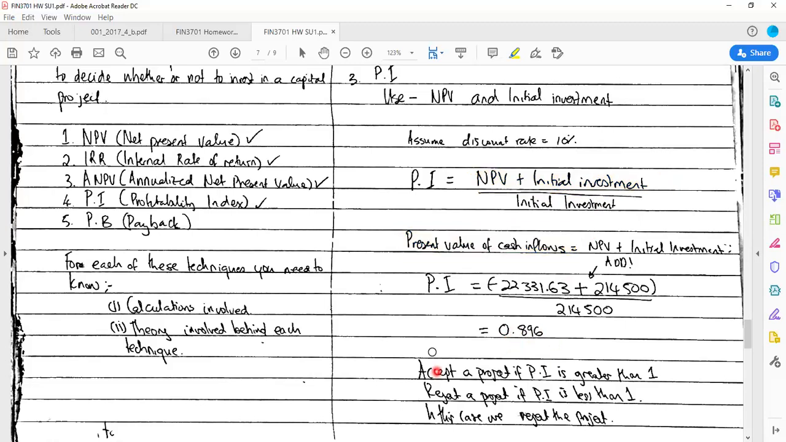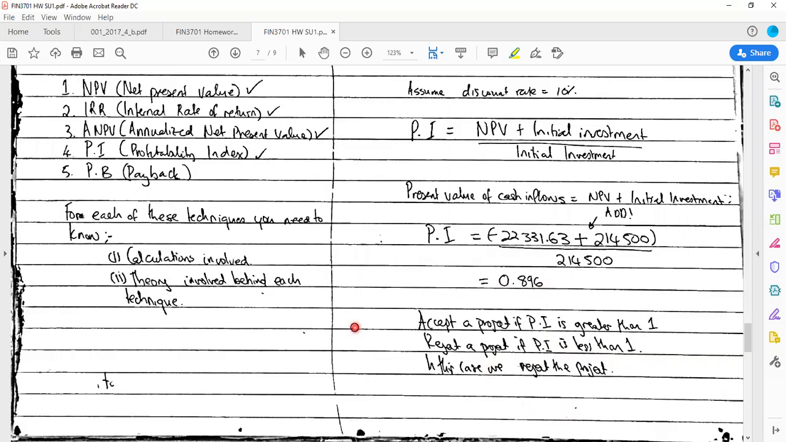And then with the profitability index, we accept a project if the profitability index is greater than 1, and we reject a project if the profitability index is less than 1. So in this case, because our profitability index is less than 1, we reject the project, right?